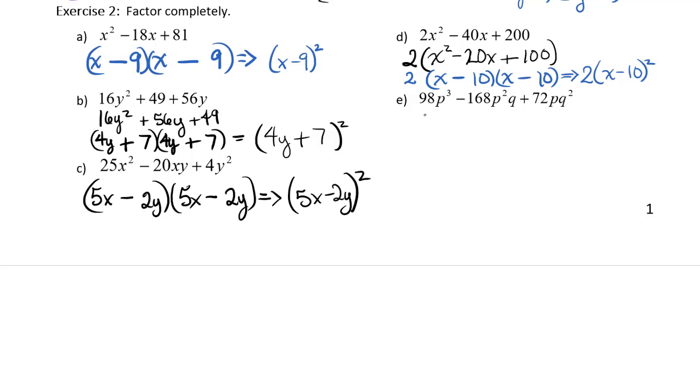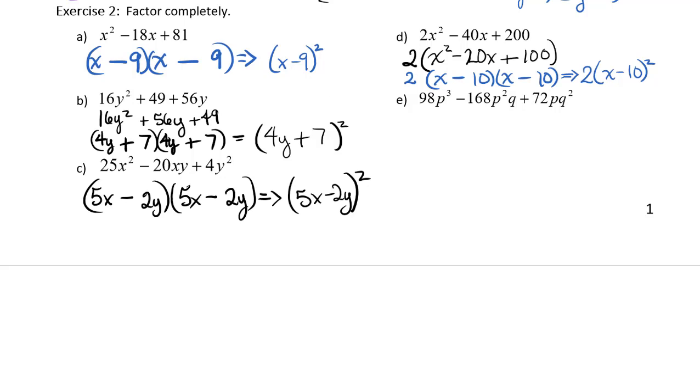Lastly, we have 98p cubed minus 168p squared q plus 72pq squared. Now, we have to make sure that our p's are in descending order and our q's are in ascending order. And if you're dyslexic, oh boy, maybe write them as capital P and capital Q so that it's easier for you to distinguish the two letters.